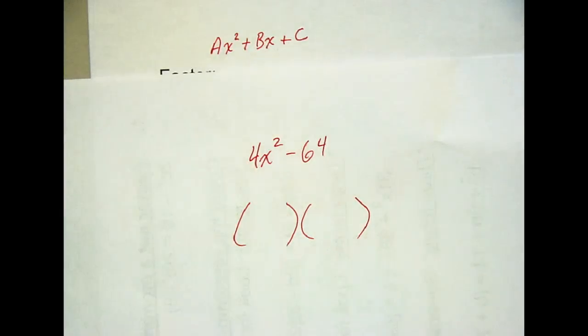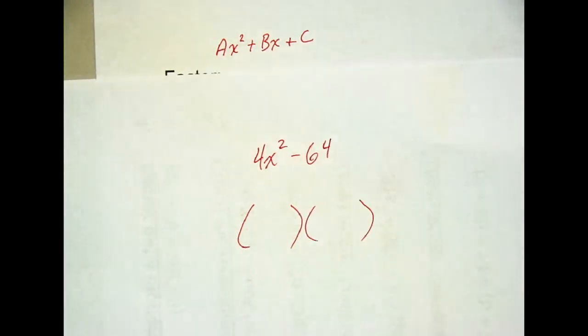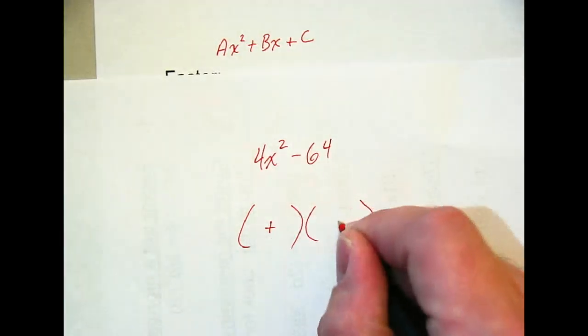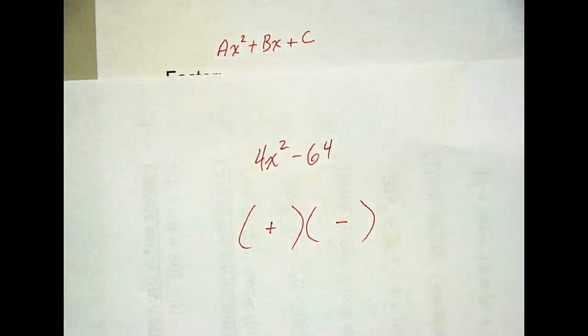Okay, share it with your neighbors. See where you got. Okay, how many made it that far? You got parentheses. Well done. What goes here? Plus, and here? Minus. How do you know it's plus minus?